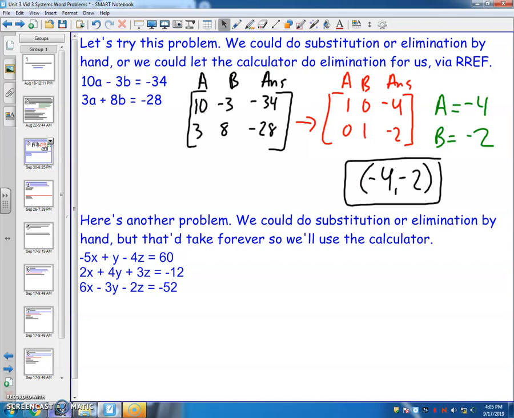Down here is a triple system. We could do it by hand again, by substitution or elimination, but it takes half the page. We can use the calculator, it's much faster. So let's first make sure they're all lined up. The X's are lined up, the Y's are lined up, the Z's are lined up, the answers are lined up.